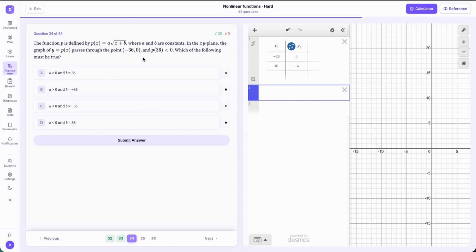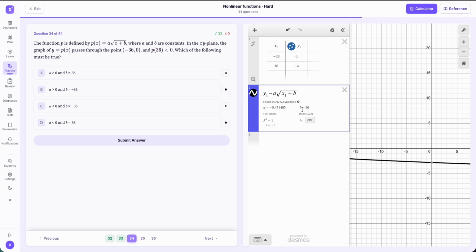And then I'm just going to write my regression, right? It's really simple. Instead of y, you write y1. Instead of equals, we write a tilde, right? That tells Desmos to do a regression. And then we write a square root. Instead of x, you write x1 plus b, right? And you see it tells me my a and b.